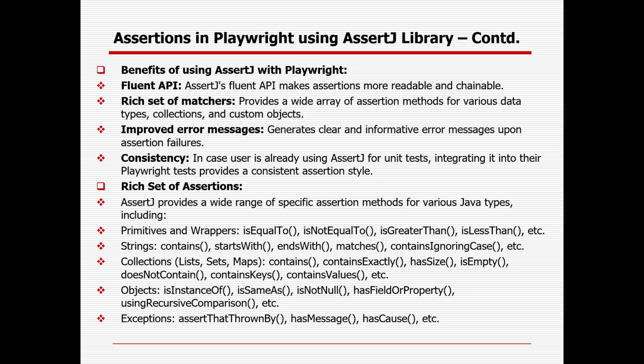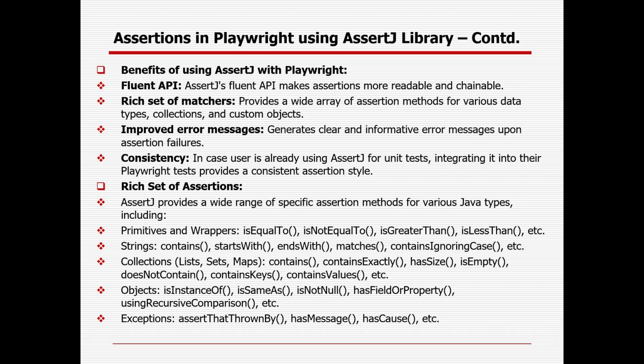Now, what are the important benefits AssertJ has, primarily for Playwright with Java? Fluent API: AssertJ's Fluent API makes assertions more readable and chainable. You can do chain validation in a single line, and it is very easy to write and read as well. Rich set of matchers: it provides a wide array of assertion methods for various data types, collections, and custom objects as well. Improved error messages: it generates clear and informative error messages upon assertion failure. Consistency: in case the user is already using AssertJ for unit tests, integrating it into their Playwright tests provides a consistent assertion style.